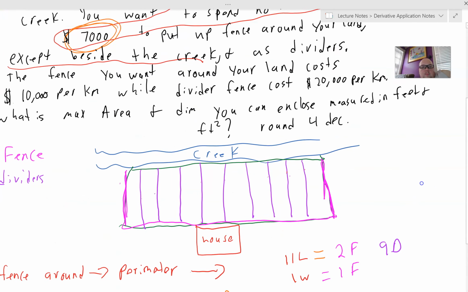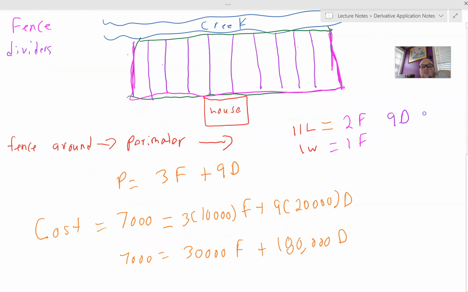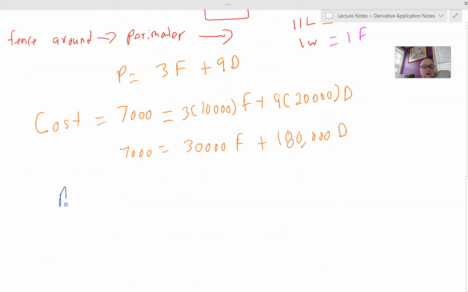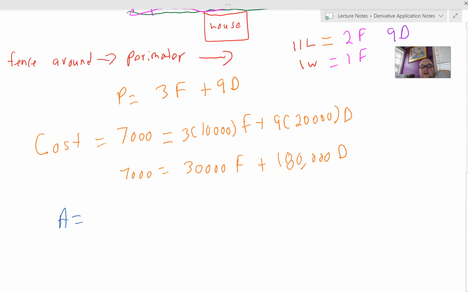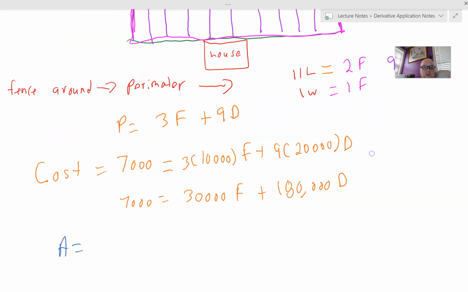Well, let's look back at our word problem. What can help us? Well, looky here. It says, what is max area and the dimensions? Well, we know the area formula of a rectangle. Area is equal to length times width. Well, our length and width are going to be the fence F and the D's. So we do length by width.